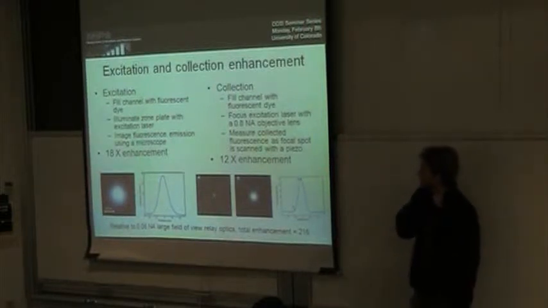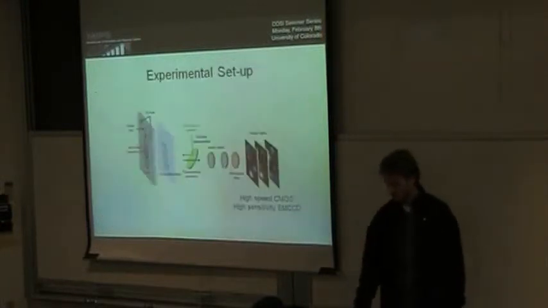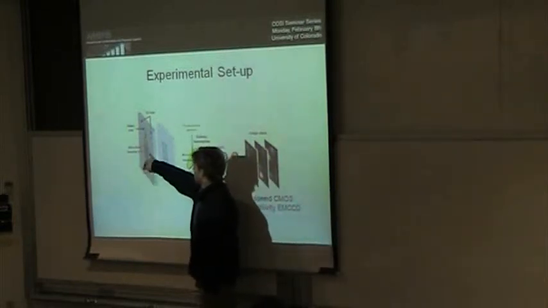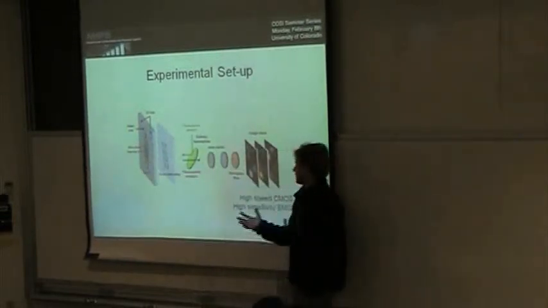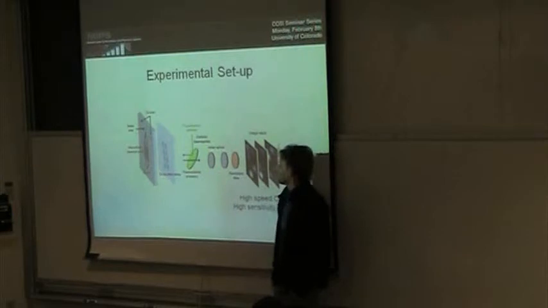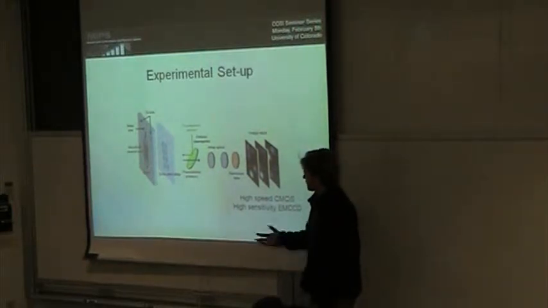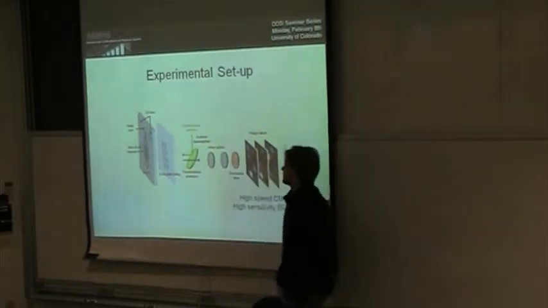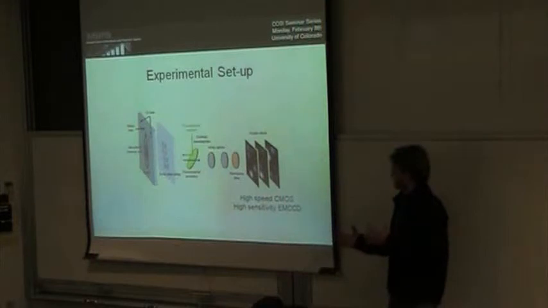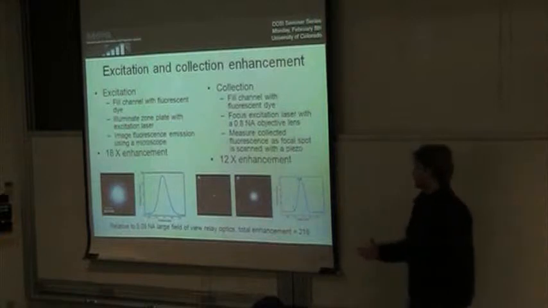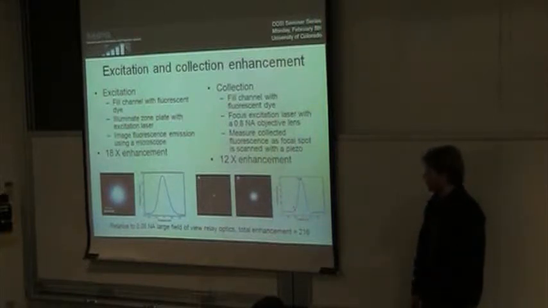So we can characterize the excitation and the collection enhancement of these lenses, because even without these lenses, these relay optics can still image what's inside of these channels, but with very low efficiency. The numerical aperture of these is around 0.1. So we can still image what's inside of these. We have a very large field of view, because the magnification is so small. We can still image all the channels at once with just the relay optics, but we can compare the signal with just the relay optics to what the relay optics do in conjunction with the zone plates.